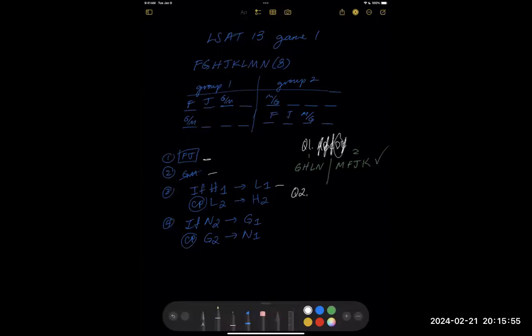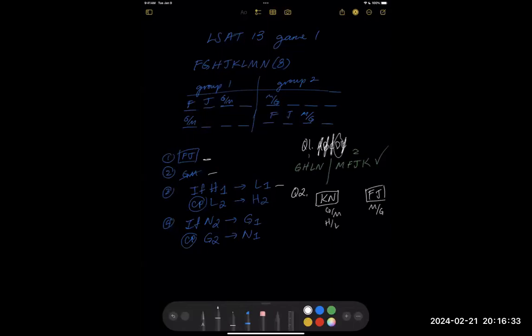Question 2. If K is in the same group as N, okay, so K and N together. Well, I'm not going to be able to fit both of them in the same group as F and J. So I'm going to have K and N in one group, F and J in the other group. And then I have to have either G or M in each group. And then who are my other ones? H and L are my other players.